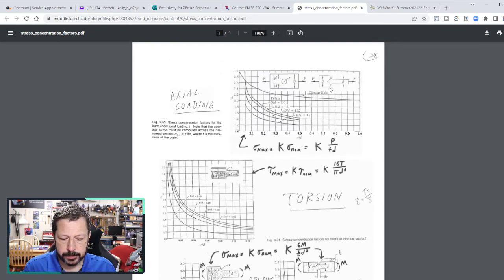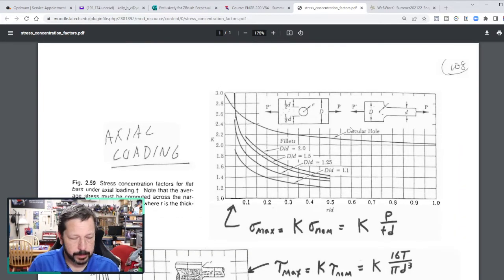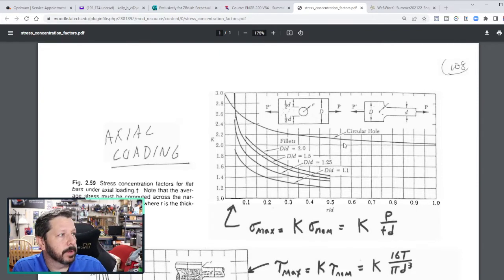This top one is used for a flat bar that has an axial load. So the loading situation and the geometry both matter on these charts. You have to match the load type and the geometry features. Let's see if we can zoom in. This top one here would work for a flat bar that has either a hole punched in it or a step down of some sort, but it's a flat bar.